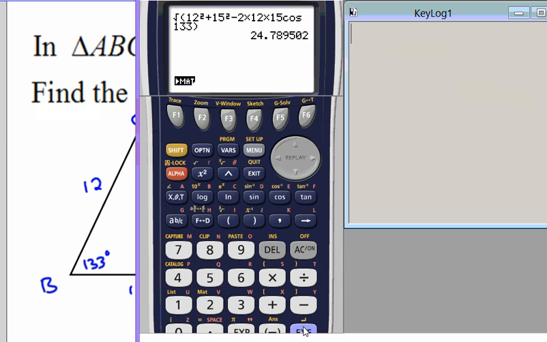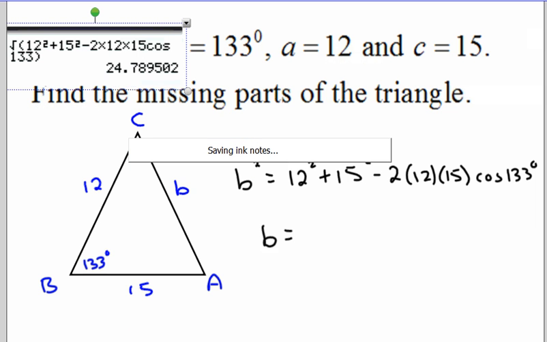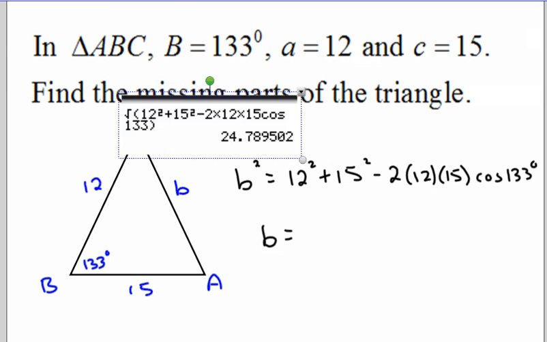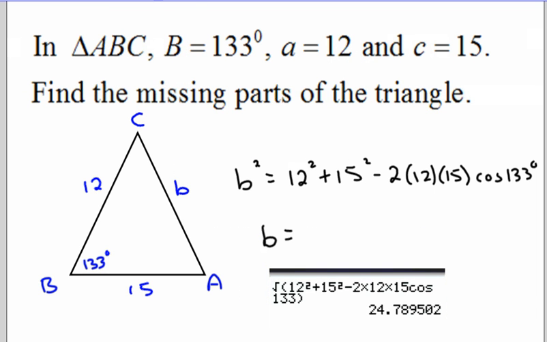Boom, there's side B right there. About 24.790 if I round to 3 decimal places. 24.790 units. I'll take a picture of that to help me remember it. Let's move this over here. So side B is 24.790.